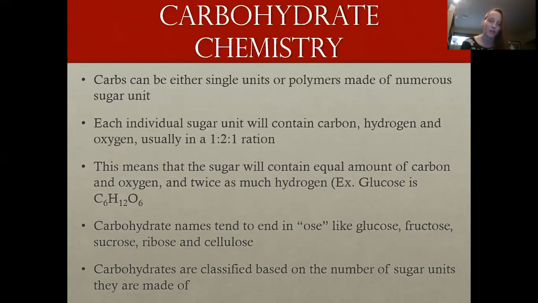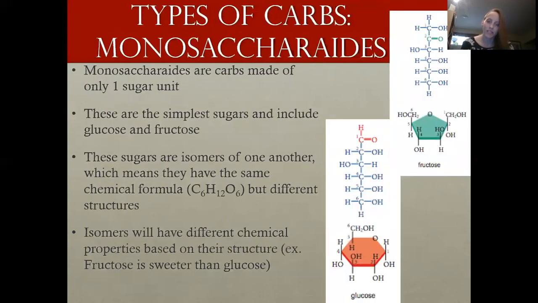So for example, glucose is C6H12O6, so equal amounts of carbon and oxygen and twice as many hydrogen. Carbohydrate names tend to end with OSE, so like glucose, sucrose, fructose, cellulose are all examples of carbohydrates. And we classify carbs based on the number of sugar units that they are made of. So the first type is monosaccharides, and they only have a single sugar unit. So they are the simplest types of sugars. They include glucose and fructose.